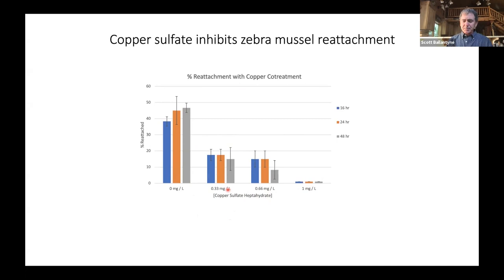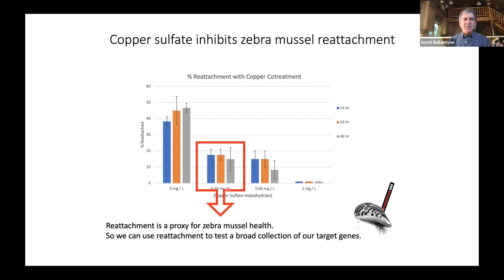And I got pretty excited about this because, first of all, I think it answered the question I had in the previous slide. It looks like sick mussels really don't attach as well as healthy ones. So that means that we can use this reattachment as a proxy for how healthy the mussels are. And the reason that's so important is that initially I thought this silly little test was only going to be good for our Bissell genes, right? Which is good. We need a test for them. But what this indicates is we can use this test to really test a larger collection of our genes, which aren't directly involved in attachment, but have a more indirect role.